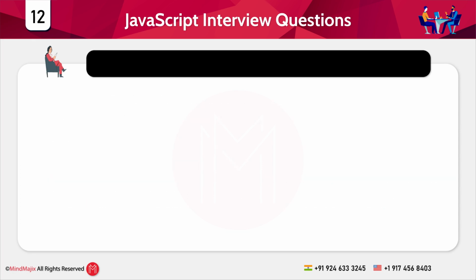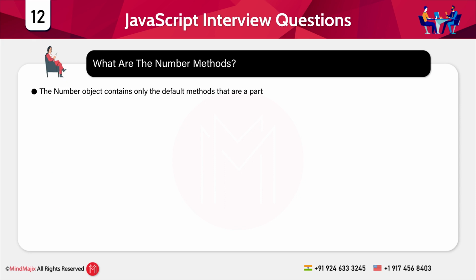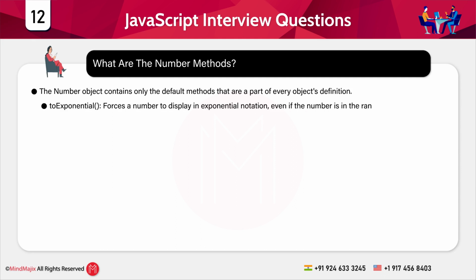Next question, what are the number methods? So for number objects, what are the available methods? toExponential, it forces a number to display exponential notation even if the number is in the range in which JavaScript normally uses standard notation.